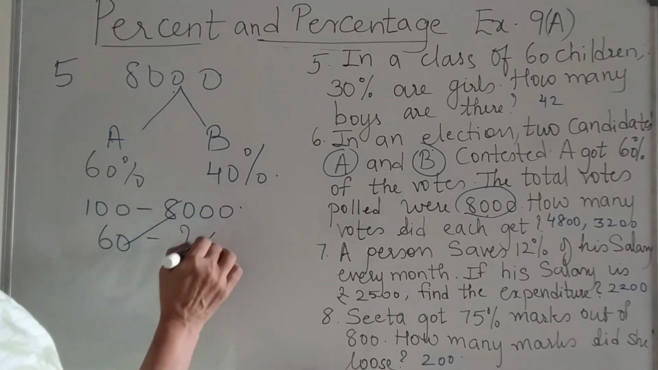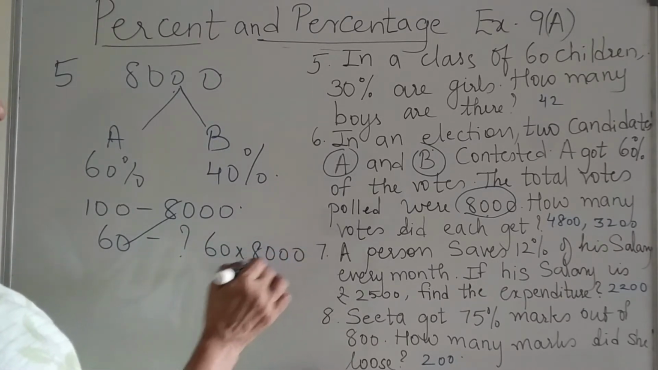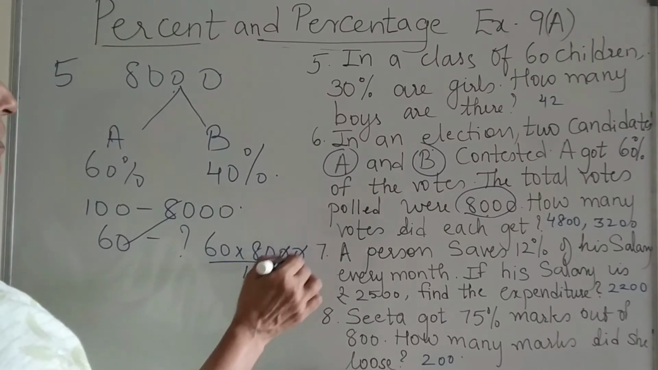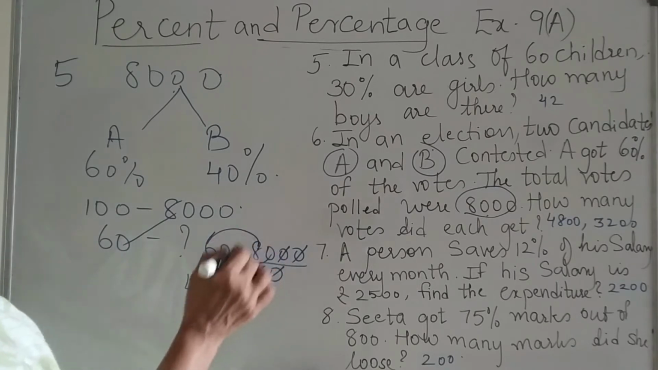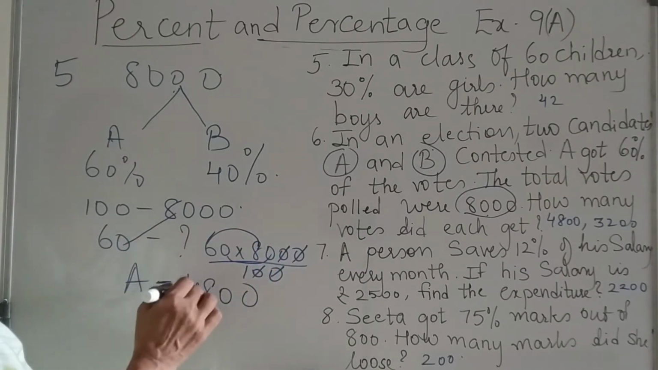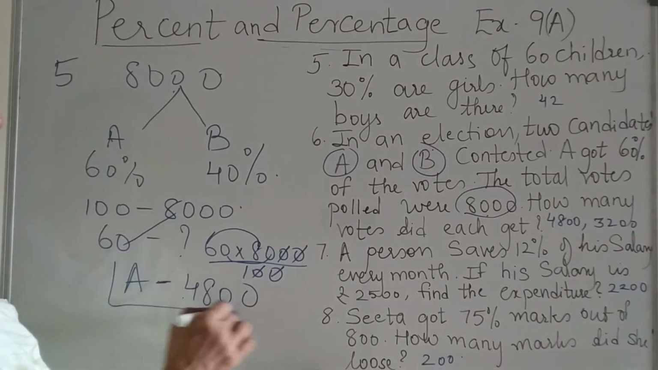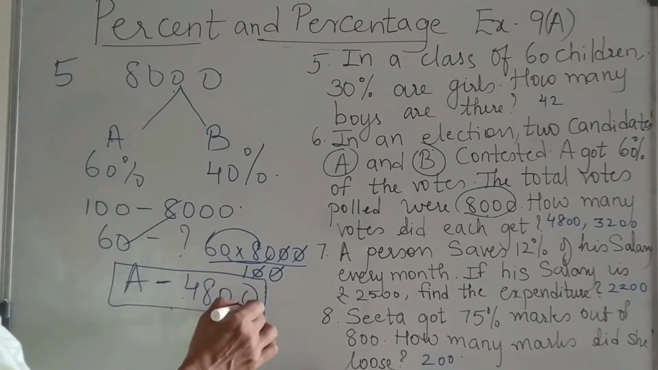So how much is he getting? You cross multiply 60 into 8,000 by 100. 20 gets cancelled. 8 6s are 48. And these 2 zeros you have to write. So A, how much does he get? 4,800. So candidate A gets 4,800.